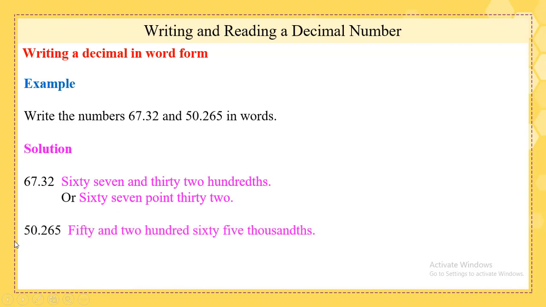The second number now, we will read first the whole number part, it is 50, and 265 thousandths. We didn't forget to mention the name of the last digit. The second method, 50.265.